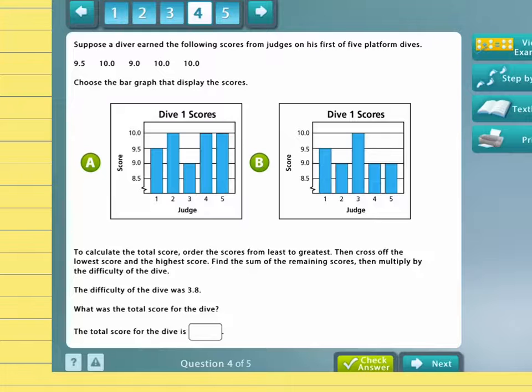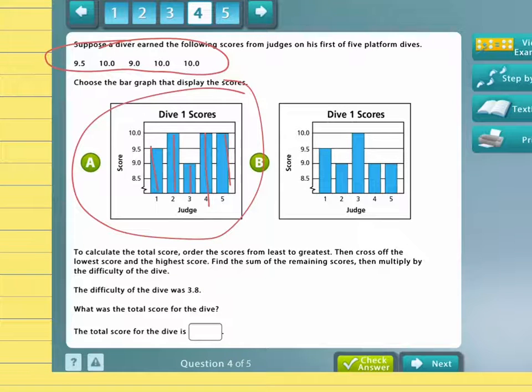I skipped number 3 because it was the same as number 2. Suppose a diver earned the following scores from judges. So these were his scores. Which bar graph represents that? Judge 1 is 9.5, that looks right. Judge 2 is 10, that's right. Judge 3 is 9, that's right. Judge 4 is 10, and Judge 5 is 10. So it looks like A is the correct graph.